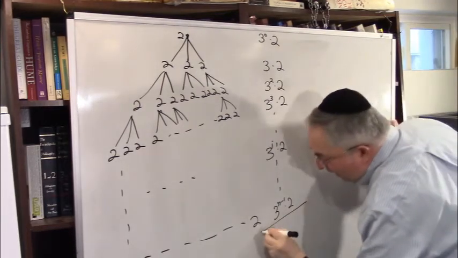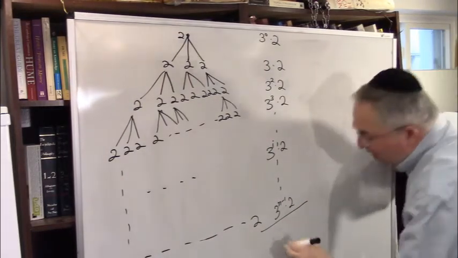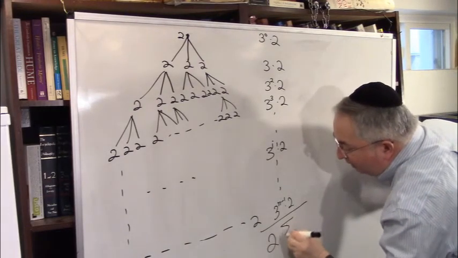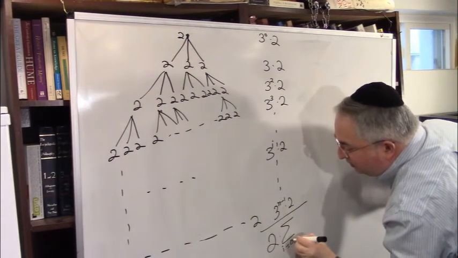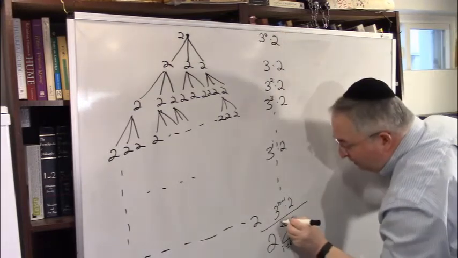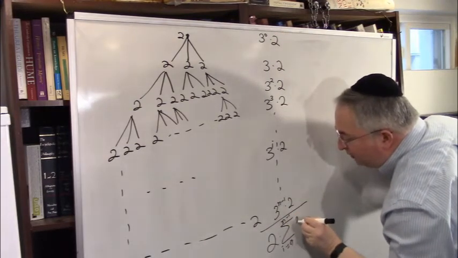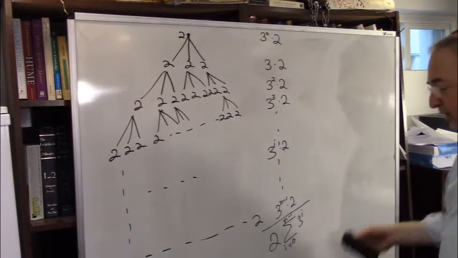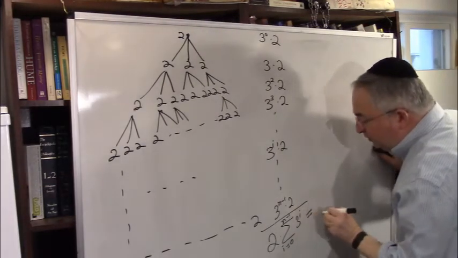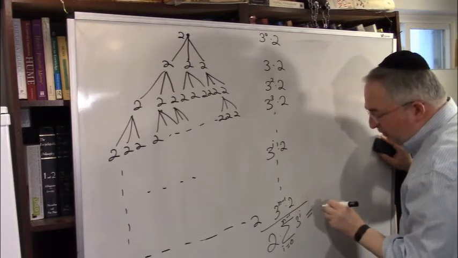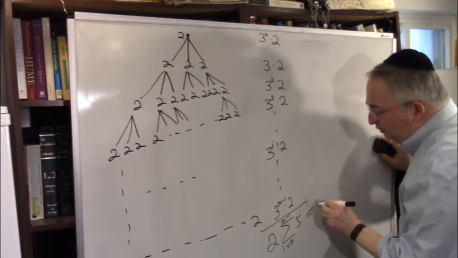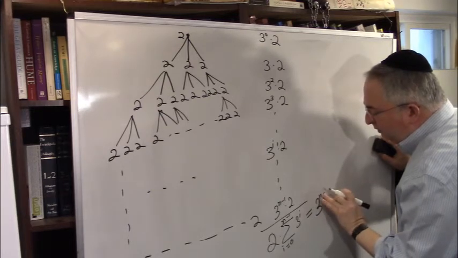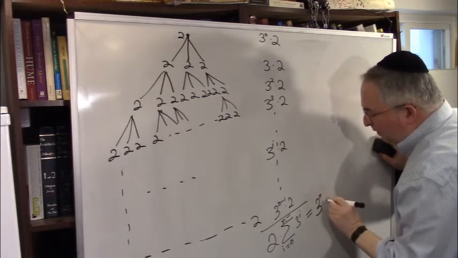Now I add them all up. What do we get? I bring the 2 to the outside, and I get the sum from i equals 0 till n minus 1 of 3 to the i. And we worked that out already. Using the geometric series, this is equal to 3 to the n minus 1.